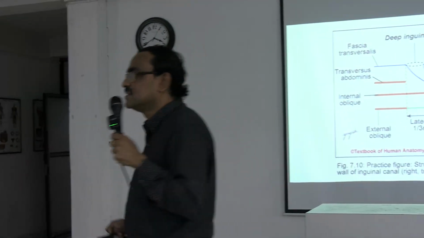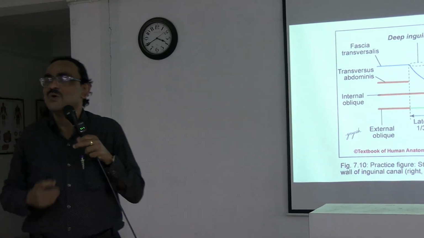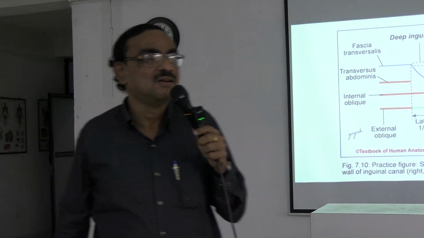Similarly, in our body there is a rope-like structure which drags these gonads, and that rope-like structure is called the gubernaculum.